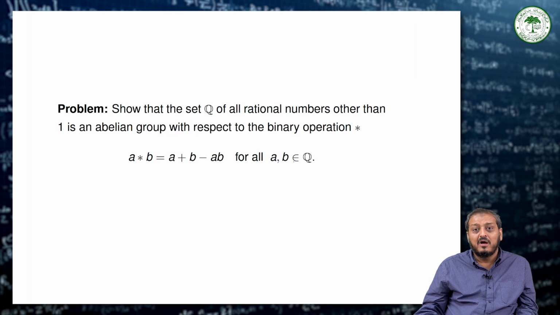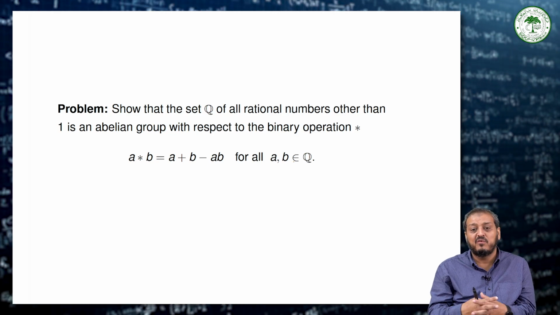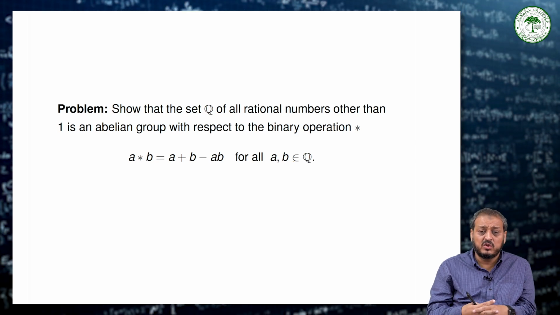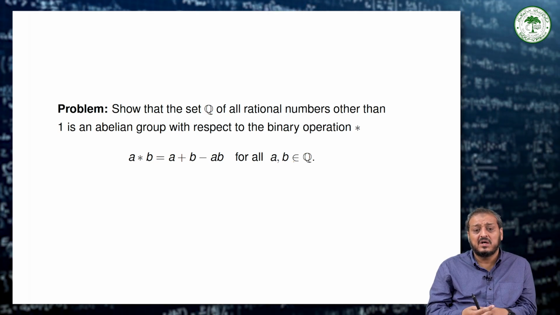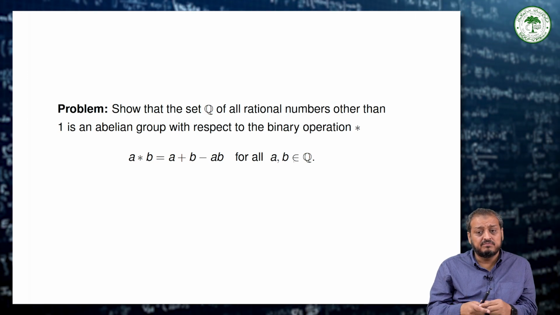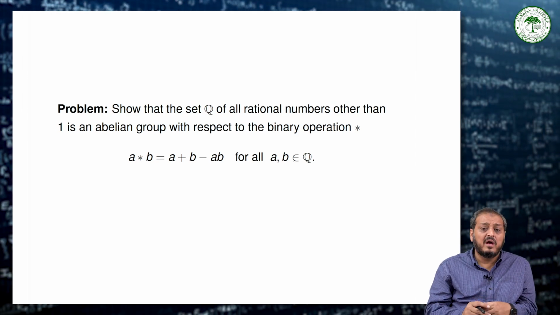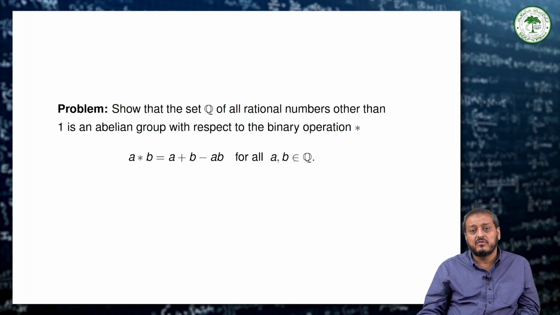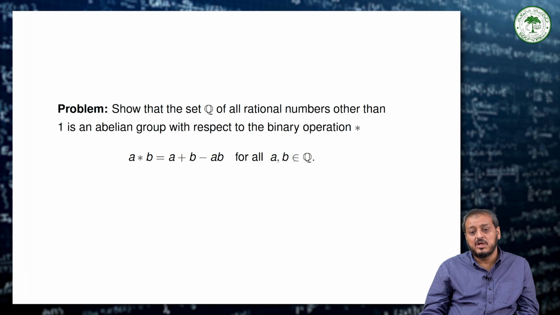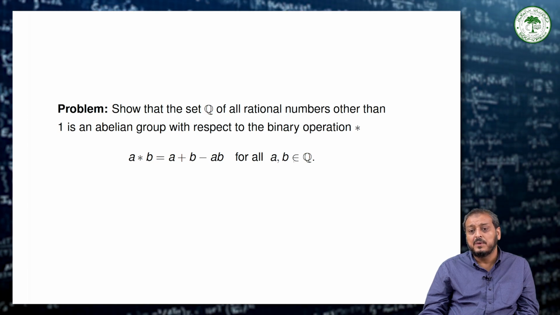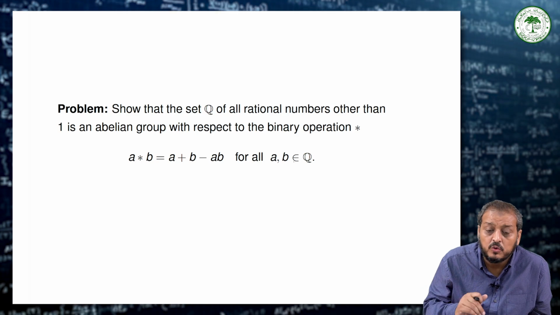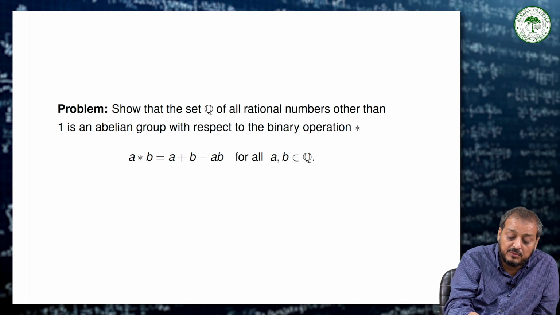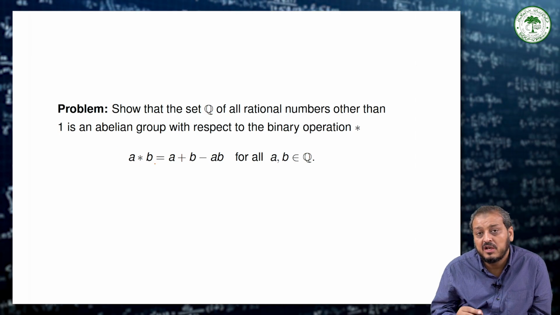Let us try another problem. In this problem we have to show that the set Q of all rational numbers other than 1, so except 1, is an abelian group with respect to the binary operation A composition B is equal to A plus B minus AB for all A and B belonging to Q. So we have to first show the closure property. For the closure property, it means A composition B is an element of this set.